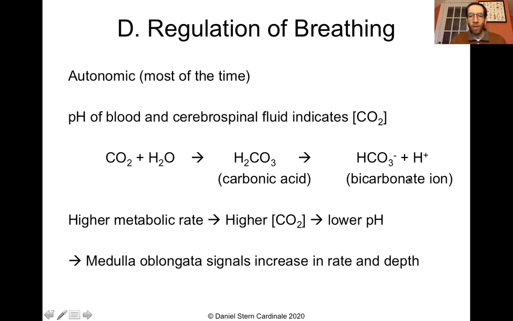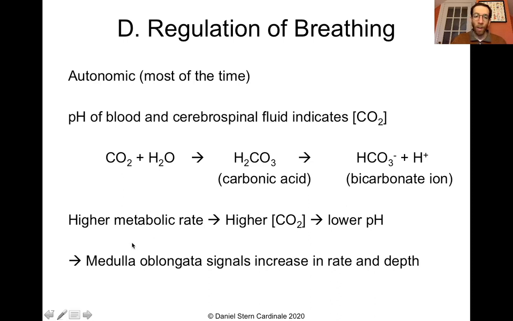You do not have to know this chemical reaction right here, but the general idea is that when our cells generate CO2 as a byproduct of respiration, it goes into the aqueous fluids in our body, right? Blood, cerebrospinal fluid. That generates carbonic acid, which is acidic. So it dissociates and it releases protons into solution. So that decreases the pH of various liquids in our body. When we are experiencing a higher metabolic rate, we generate more CO2, and that's going to lower the pH of our blood and our cerebrospinal fluid.